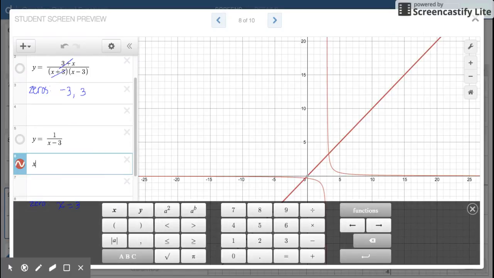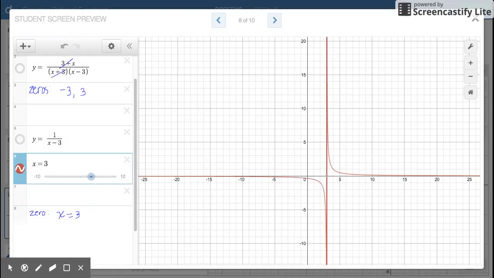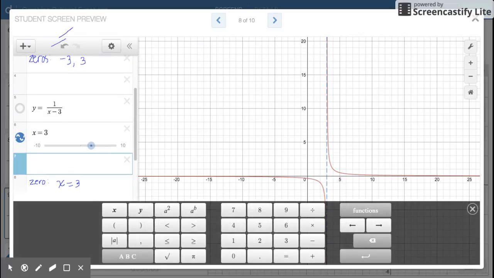Okay, let's put here x equals 3. Oh, that's where the vertical asymptote is. Let's change the color of that. And it seems that the horizontal asymptote is at y equals 0.